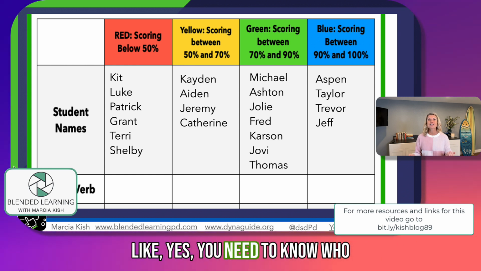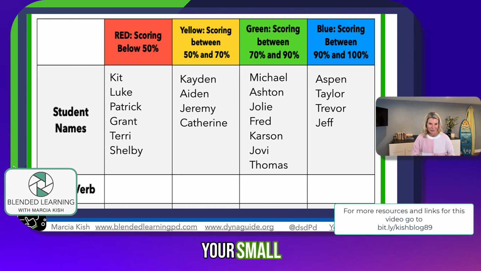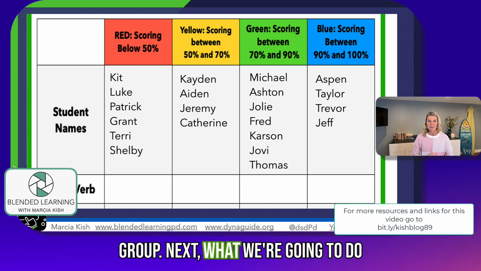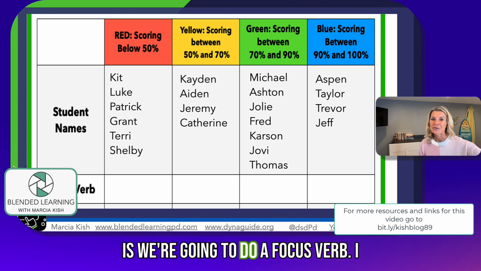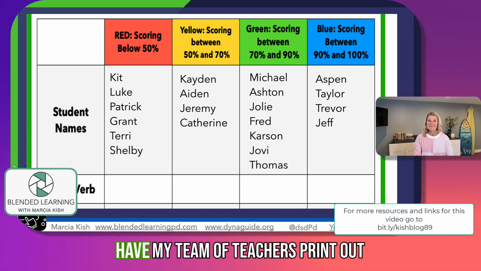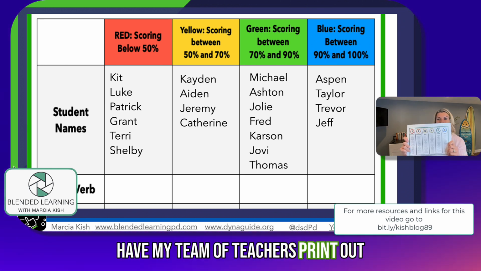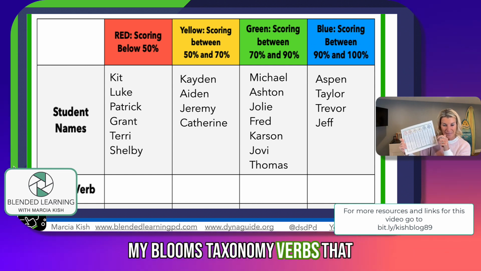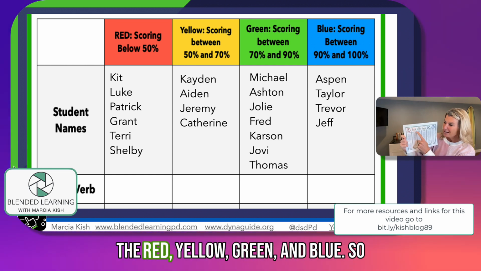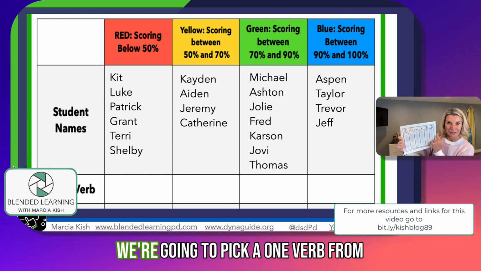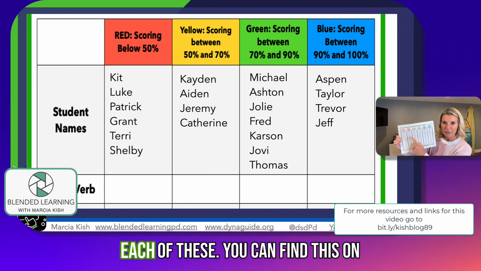I'm like, yes, you need to know who you're going to call back to your small group. Next, what we're going to do is a focus verb. I have my team of teachers print out my Bloom's taxonomy verbs that match those same colors. You see the red, yellow, green, and blue. So we're going to pick one verb from each of these.